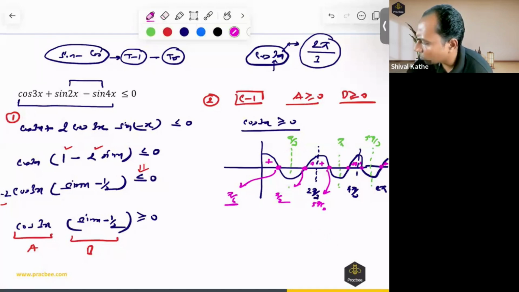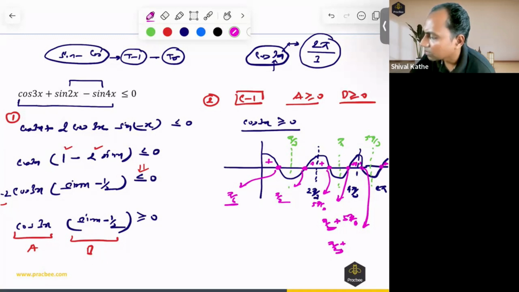Okay. Then if you want to get this value, what is the answer? Pi by 2 you add to 5 pi by 6. And if you want to get the next value, again you add pi by 3. Is it fine? Like this, you can get all the values.